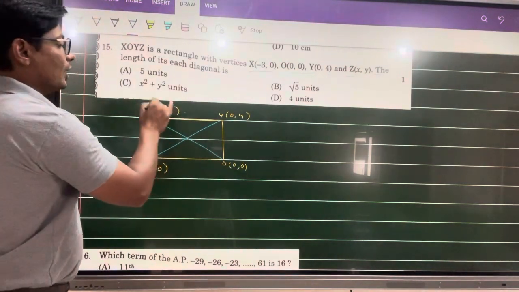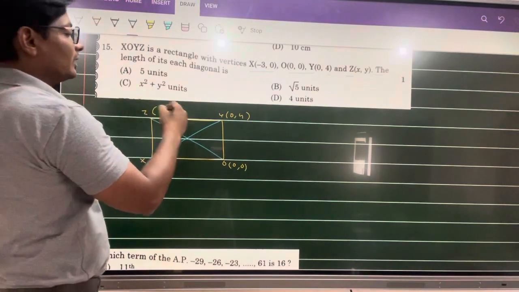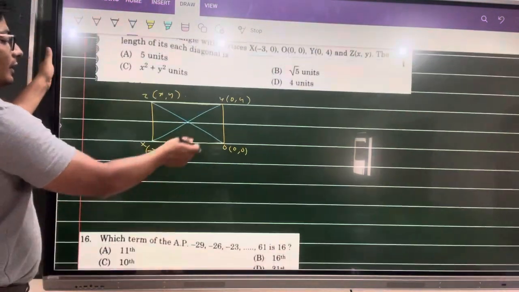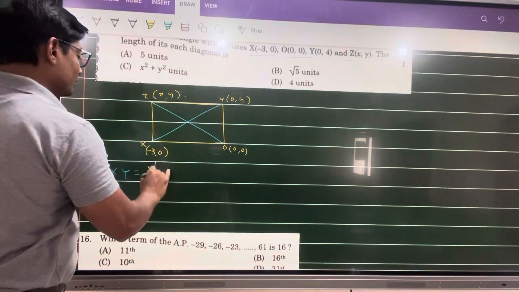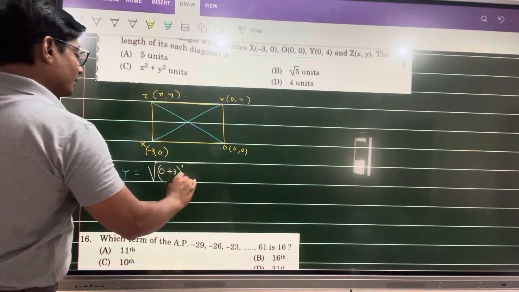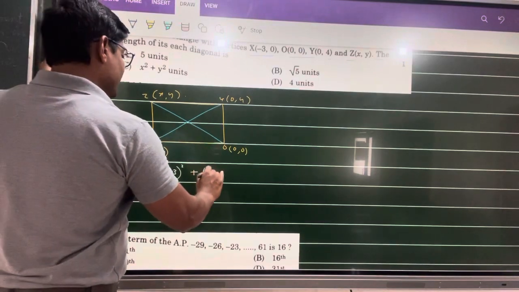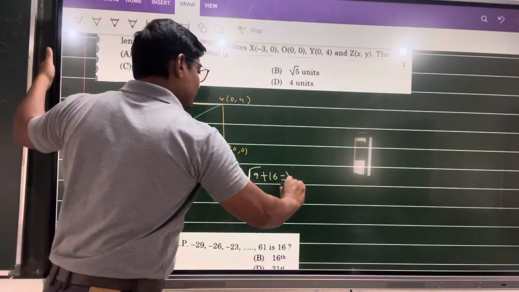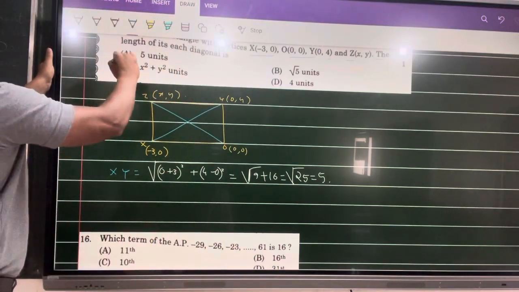So x square plus y square would be the value, but it has to be under the root. If it was given under the root, then this would be the option, but right now they have not given that. So we'll avoid that and we'll try to use these known values. So by using x and y, we will try to find it. So under the root, here it will be 0 plus 3 square, then plus y2 minus y1, y2 is here 4 minus 0 square, so this is nothing but 9 plus 16, which is under the root 25, which is 5. So here option A is the correct option.